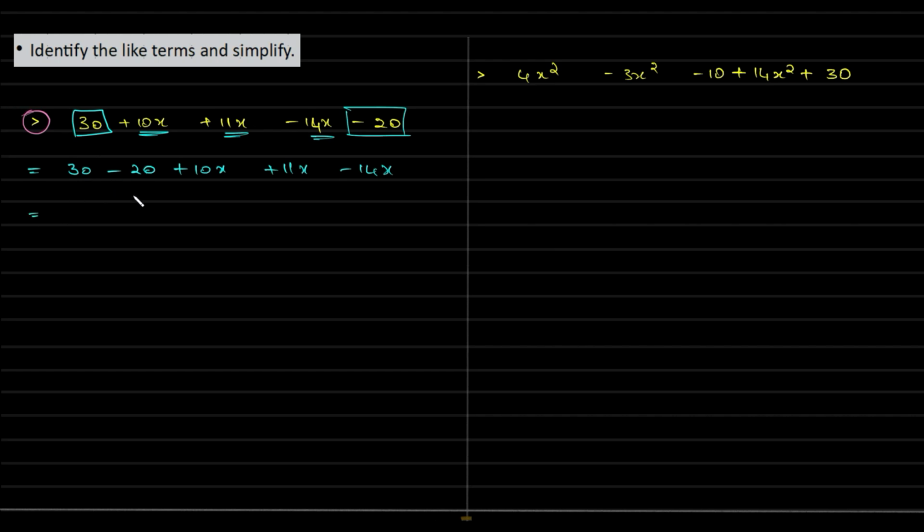Now all I have to do is just add and subtract. So how do you add and subtract over here? Forget about the variables, just look at the coefficients and do your normal addition and subtraction. So 30 and negative 20 gives 10, and 10 plus 11 is 21, minus 14 is plus 7x, right? And write the variable. Okay, that's it. Handle the numbers, add and subtract them, and write the answer along with the variable that is being multiplied. Quite simple. The next question.